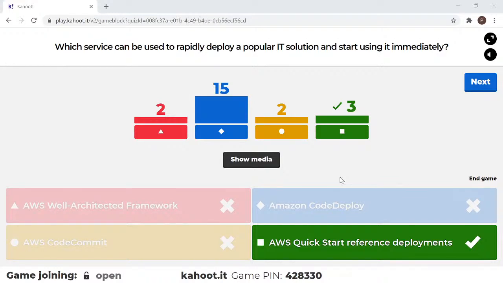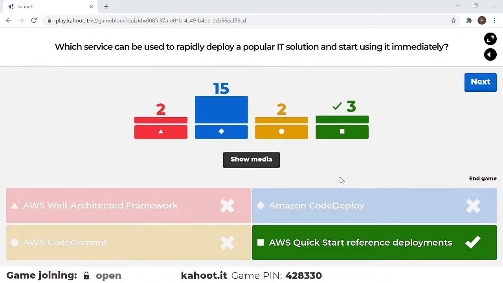The Well Architected Framework is a framework which gives you best practices to review your existing workloads in 5 specific pillars. Quick Start reference deployments are a place where you will find the popular solutions designed by AWS solution architects or the AWS partners and vendors, which you can directly use as reference deployments. You can click on it, deploy it, and start using it immediately. Which surprisingly, only 3 of you got.